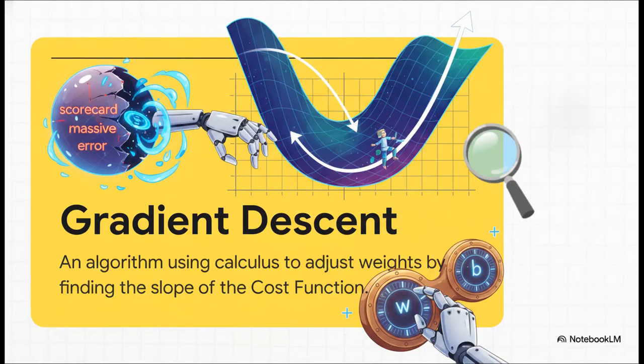So now the machine has its scorecard. It knows its error is massive, and it has to fix it. It does this in step 3 using an optimization algorithm called gradient descent. This is where the calculus comes in. Specifically, the algorithm calculates the partial derivatives with respect to the weights and biases. By mathematically deriving these partial derivatives, the machine pinpoints the exact slope of the cost function. This allows it to tweak those W and B dials in the steepest downward direction.